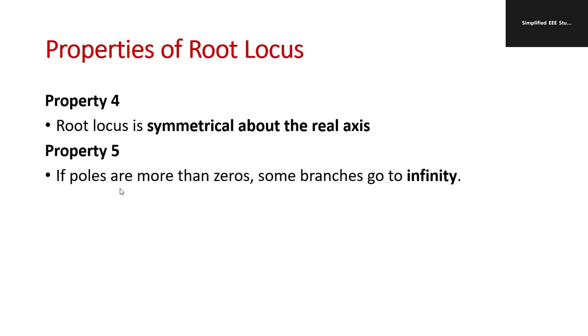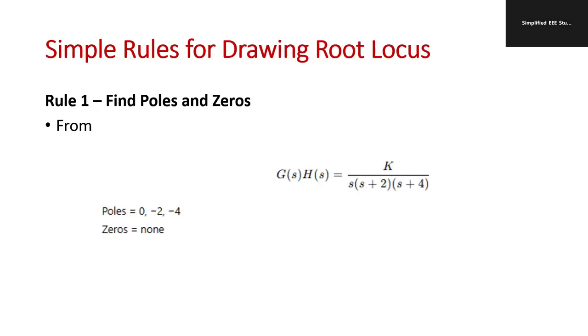Coming to the fifth property, the poles move toward zeros. Some branches go to infinity. So root locus will always start from poles and end at zeros, or it may go to infinity. Starting from poles only, right? So there are some certain rules to plot the root locus. So find the root locus for the given transfer function.